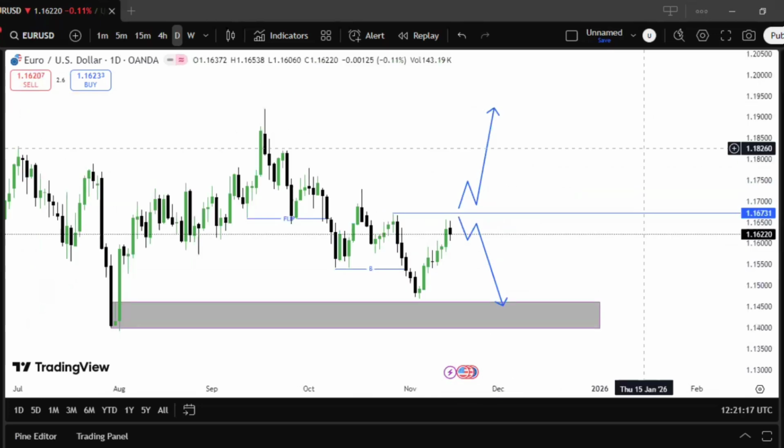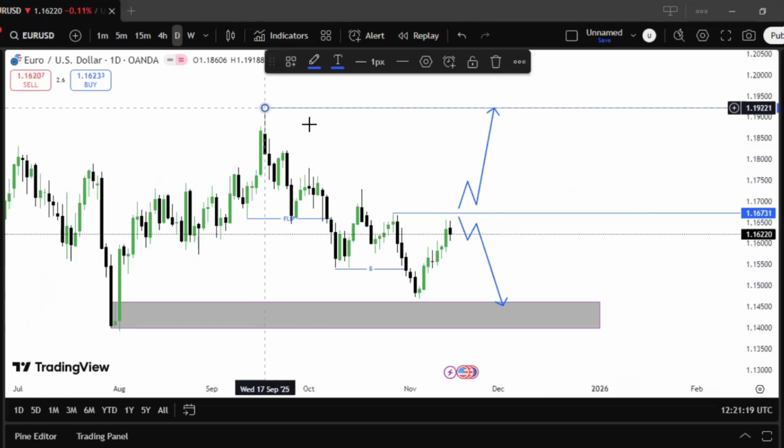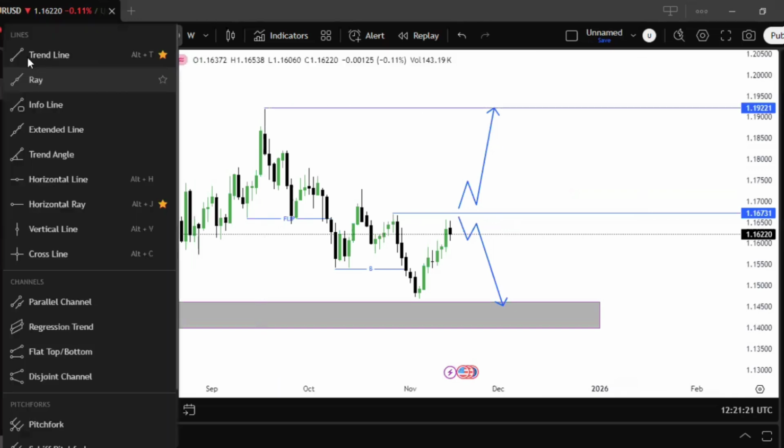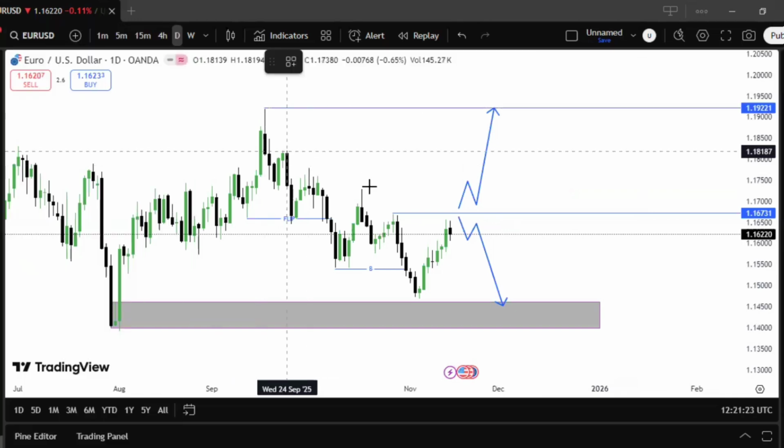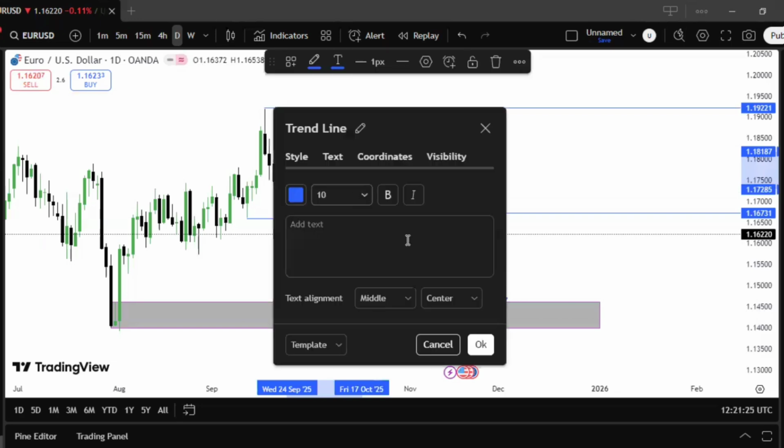So let me do something like this, high point here, because here I can see there's a little bit of liquidity here where we can just target.